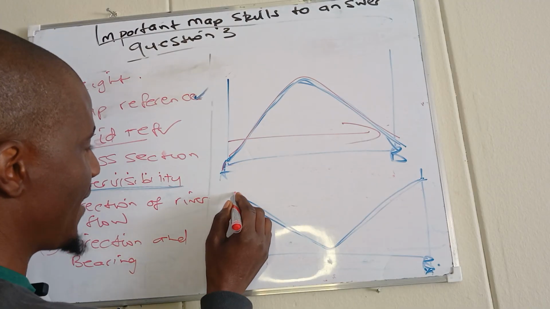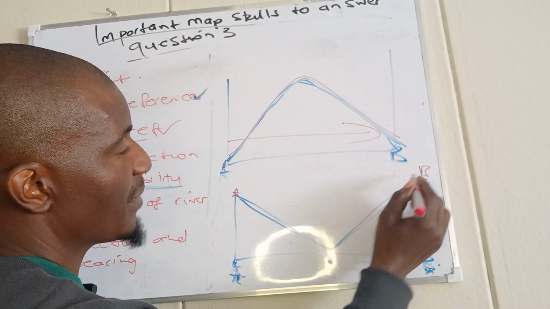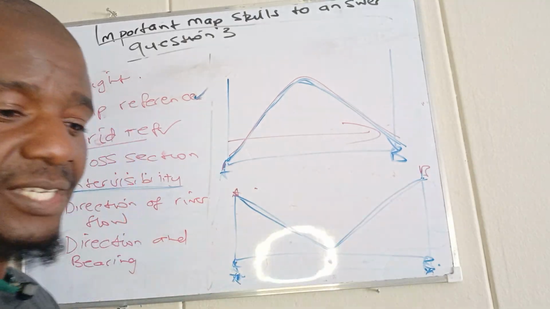But from here, if I'm at A here, and there is where my B is, I'm able to see B, there is intervisibility.